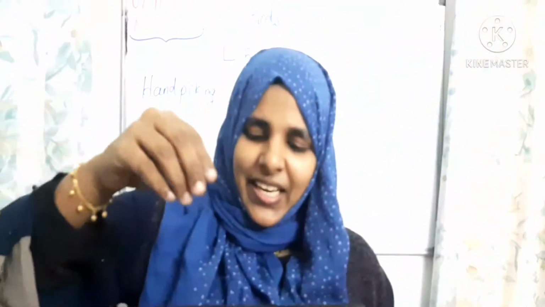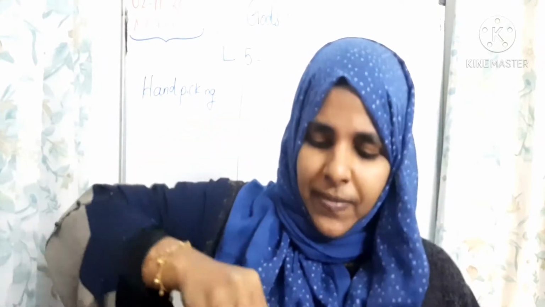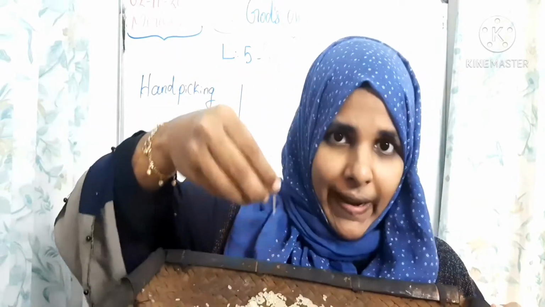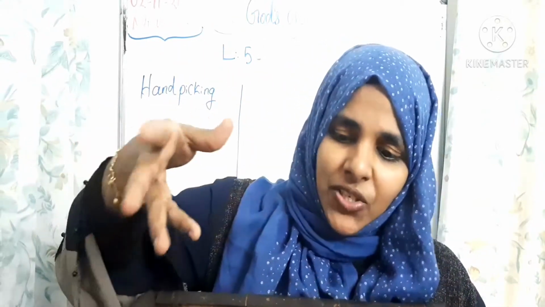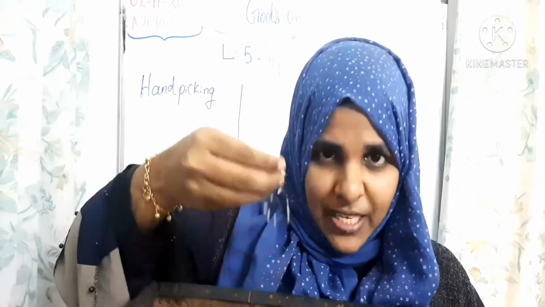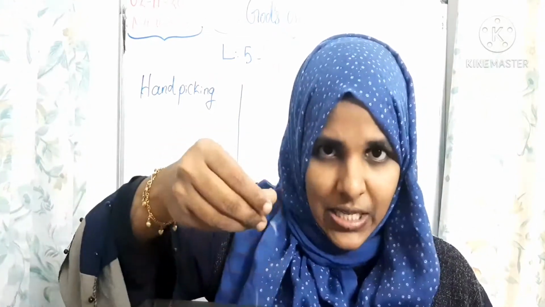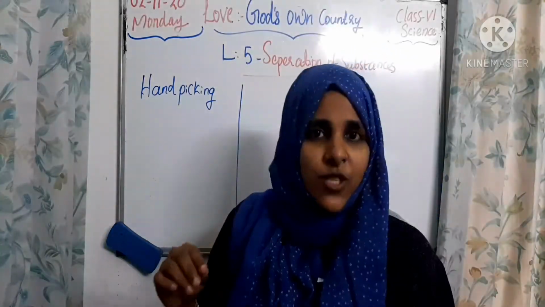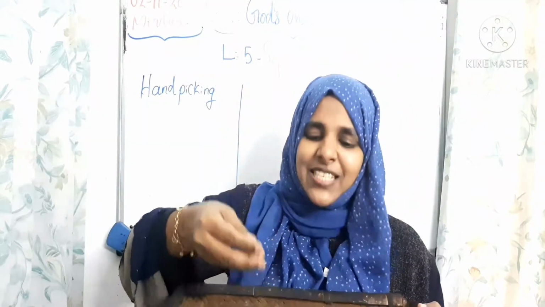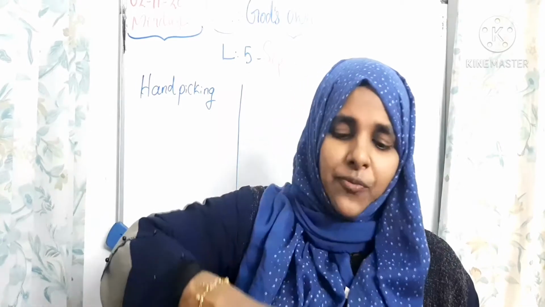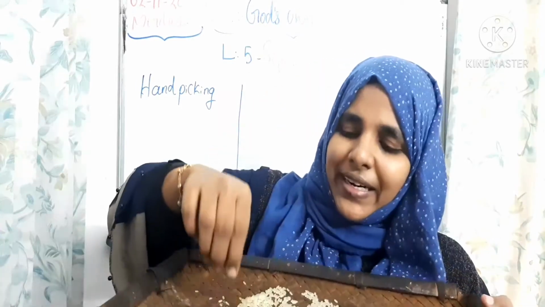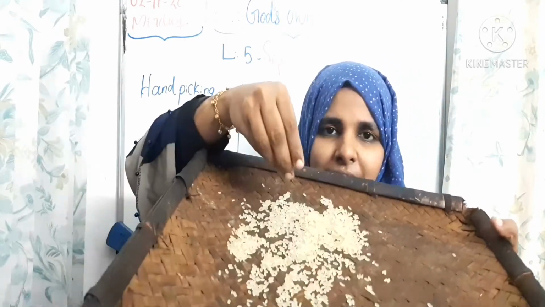So dear children, here I am going to separate stones and insects from these grains. You have already seen your mother doing this, right? She is separating harmful substances from this mixture, from these grains. This process we call the hand picking method of separation. It is a very simple process. We are using our hand for picking the harmful substance from it. Clear, all of you?